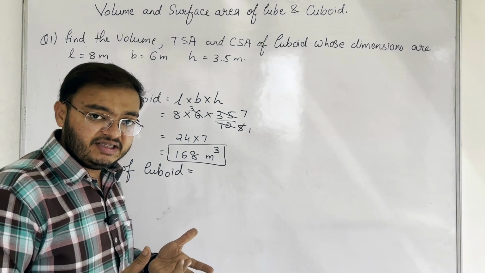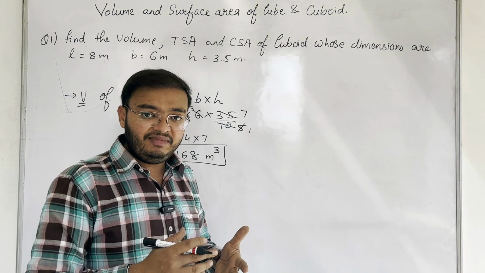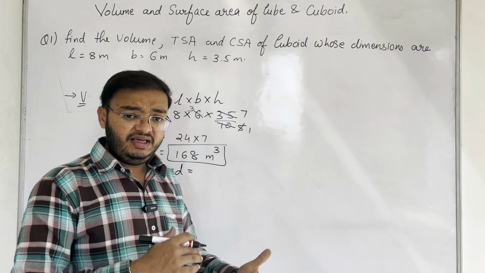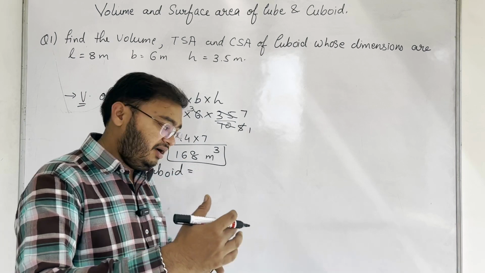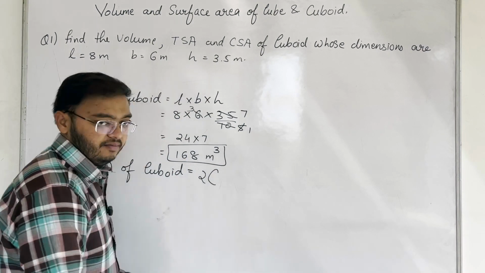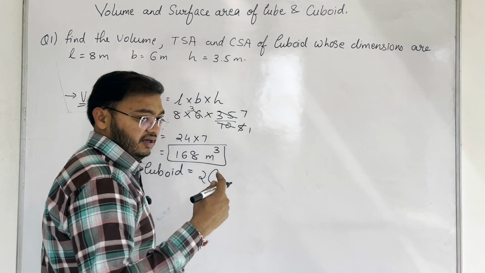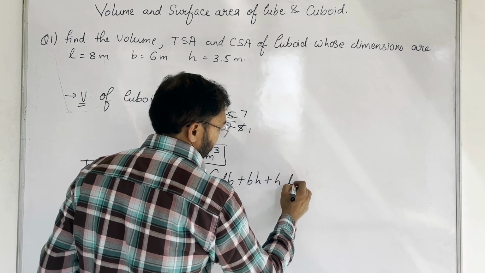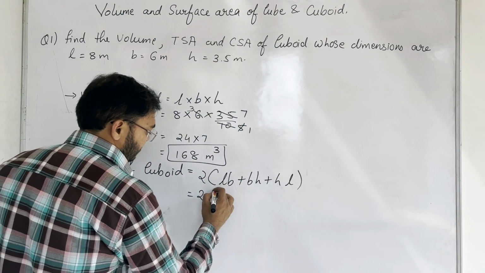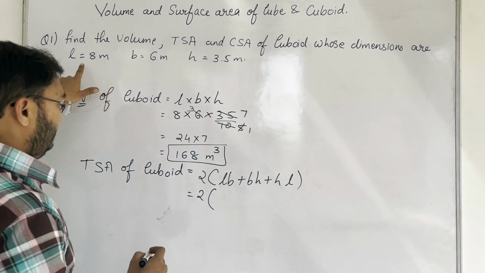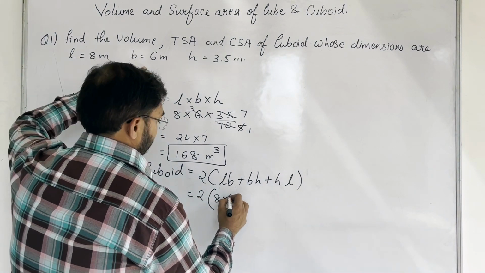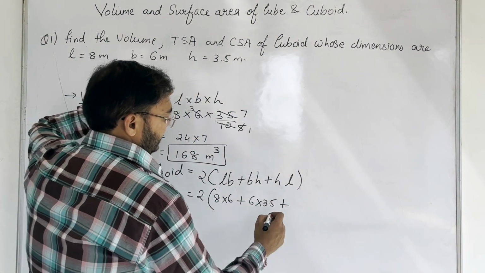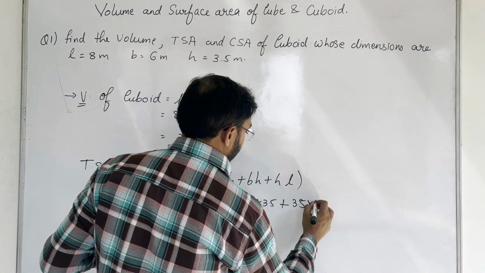We are having 6 faces, but 3 pairs are same. That means top bottom same, front back same, left and right same. That means each and every surface is similar to another. That means we'll take 2 as common and we will use our dimensions, that is length into breadth plus breadth into height plus height into length. Let's place the values, that is 2 as it is. What's my length? Length is 8. What's my breadth? 6 plus 6 into height 3.5 plus height 3.5 into length 8.